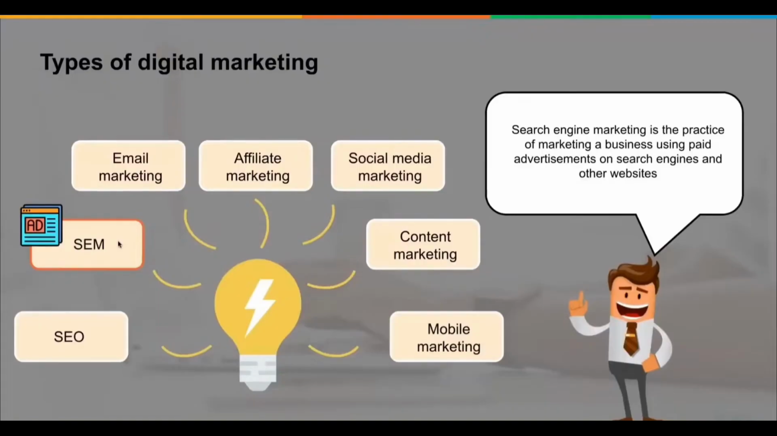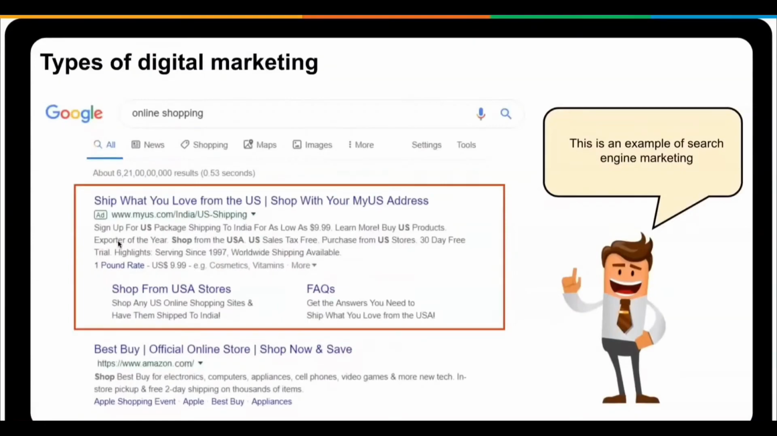Now, when somebody clicks on it, you have to pay Google if it's Google you're advertising on. But that's the beauty of search engine marketing. You can bid on keywords and appear at the top of the search results for that keyword. Example here, if we go back to online shopping, well, myus.com is bidding on that keyword online shopping. So they're actually appearing above Amazon's organic listing. But that's what they want to do. They want to be found for that keyword. So if they're not ranking for it organically, well, they're bidding on it.